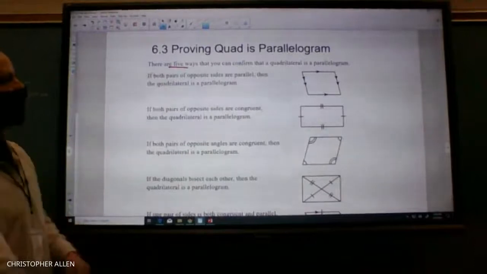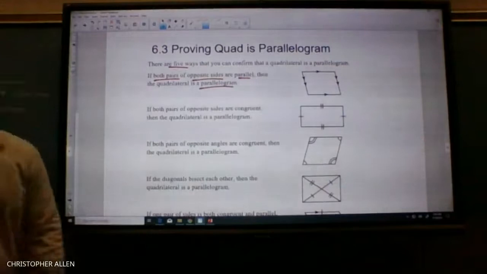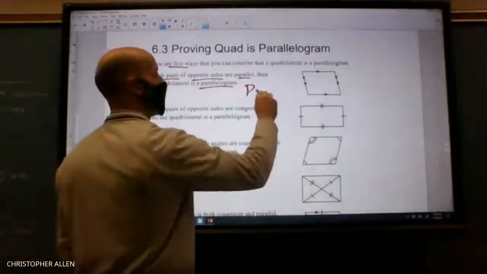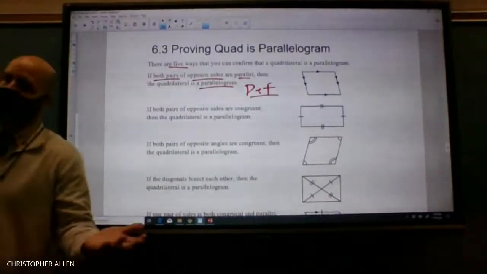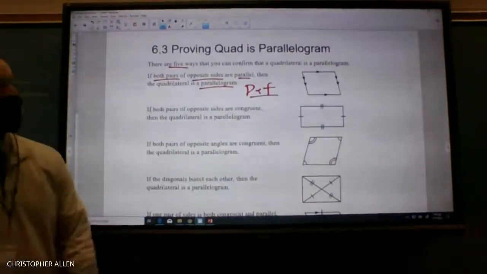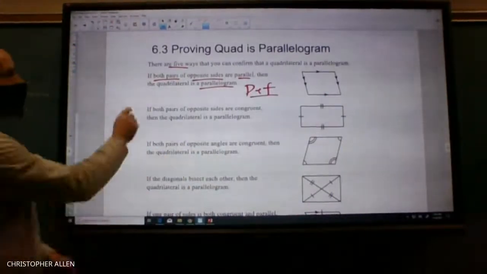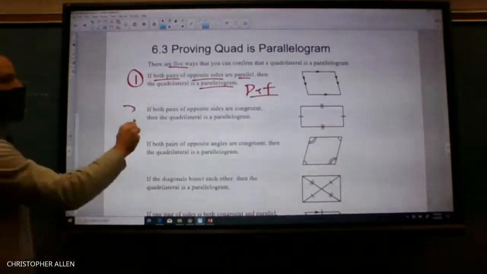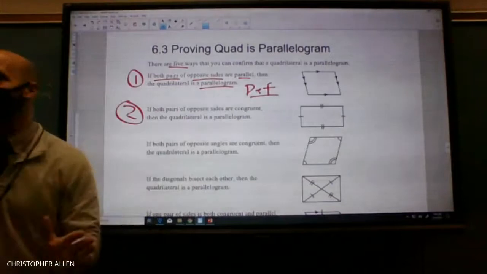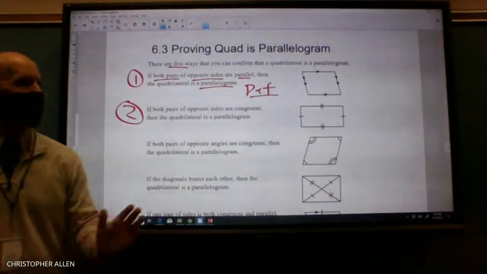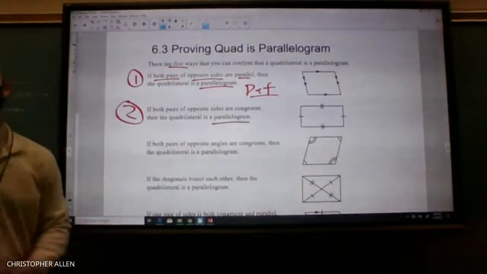Number 1, if both pairs of opposite sides are parallel, then it is a parallelogram. That should make sense because that's literally the definition of a parallelogram, right? Guess why we call it a parallelogram? Because opposite sides are parallel. So if opposite sides are parallel, we can conclude it's a parallelogram. Look at number 2. If both pairs of opposite sides are congruent, that's what we just talked about. If both pairs of opposite sides are congruent, then it's a parallelogram.